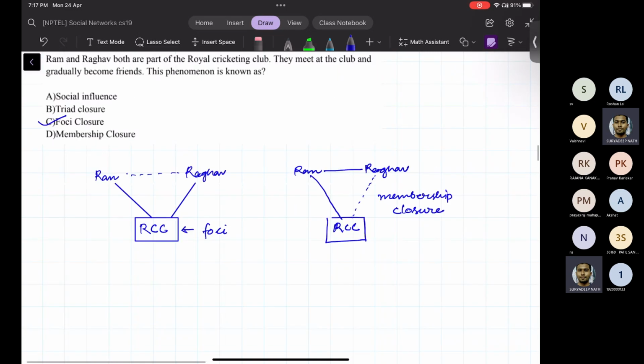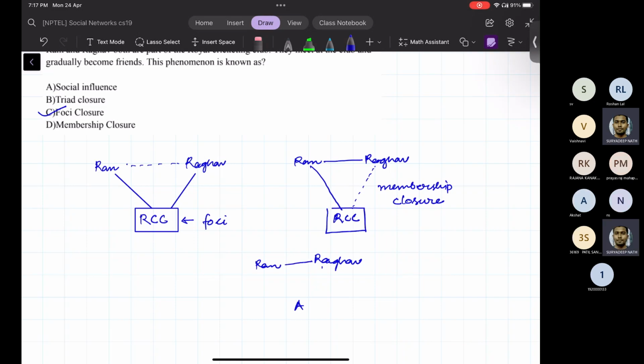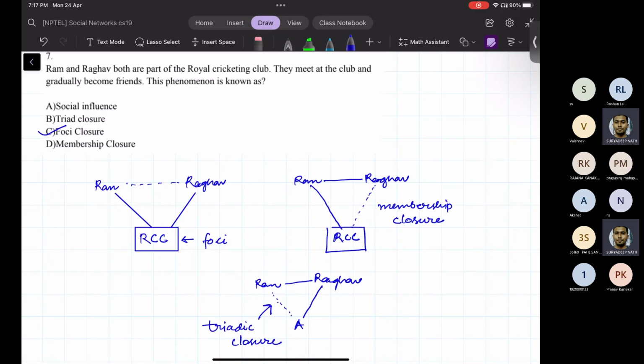And for triadic closure, you need one more person to be present. So you have Ram and Raghav, and let's say another friend A. Let's say Ram and Raghav are friends, and Raghav and A are friends. So Ram and A will also become friends. So this is triadic closure. In the question that is asked, foci closure is the right answer.